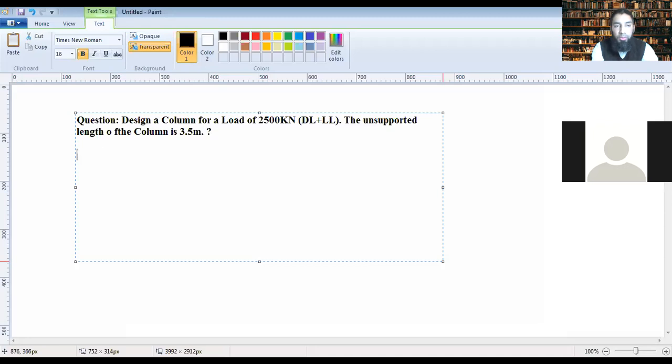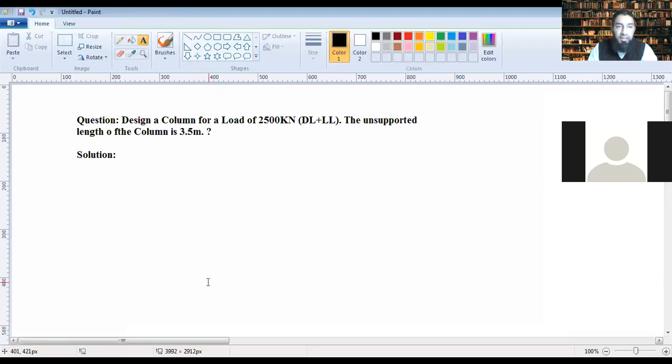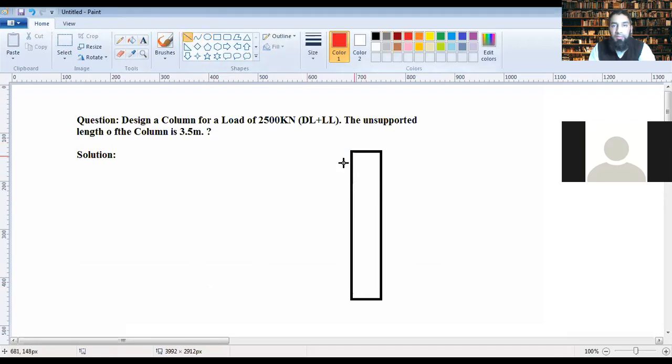Now the solution to this is, well, first of all, let's understand the question. There is a column given to us. It is 3.5 meter in length between the supports, and it's not mentioned to us whether the column is a rectangular column or it is a circular column. For now, we can first of all design it as a rectangular column.